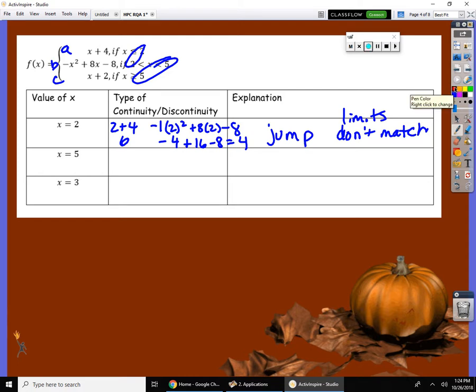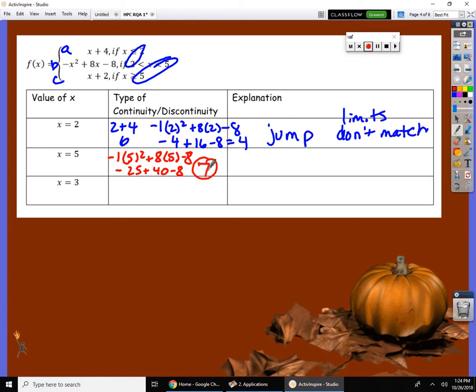All right. Next one. 5. Is that a transition number? Yes. Which two equations am I going to use? The second and the third, B and C. Okay, so I have negative 1 times 5 squared plus 8 times 5 minus 8, which is negative 25 plus 40 minus 8, which ends up being 7.